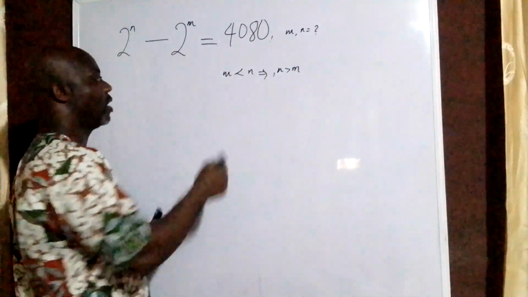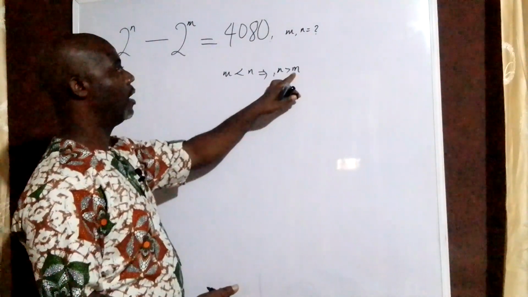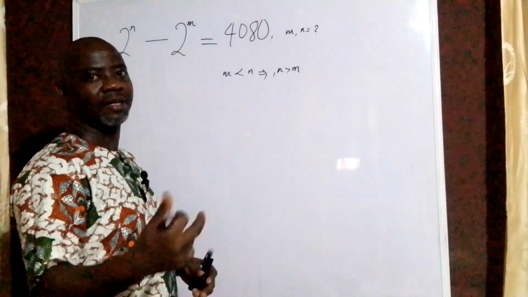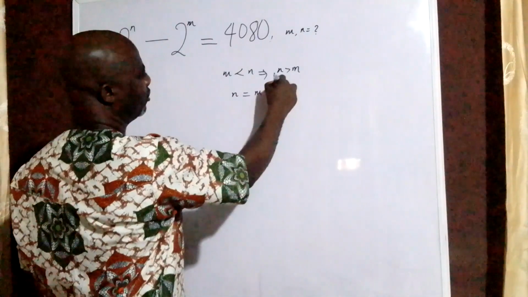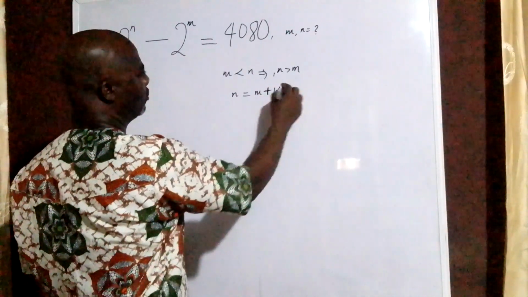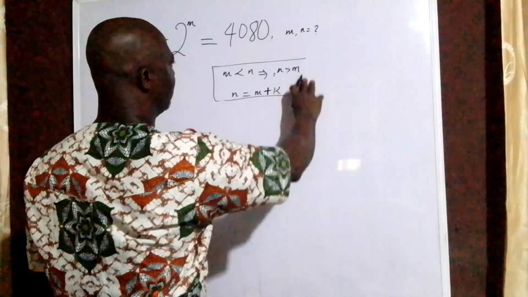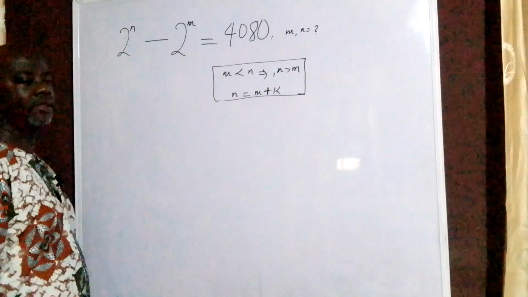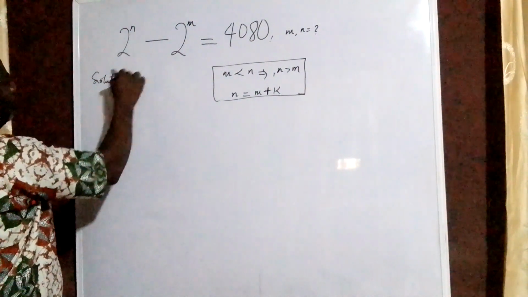So let's say, for example, m is greater than n by a certain number k. So we can say that m equals n plus k. Okay, so this is very important. So having said this, we can go ahead and provide the solution now.